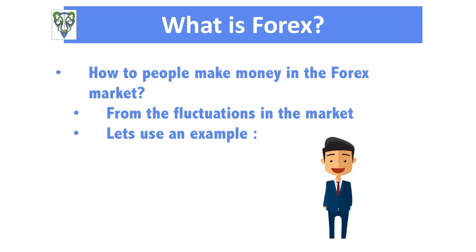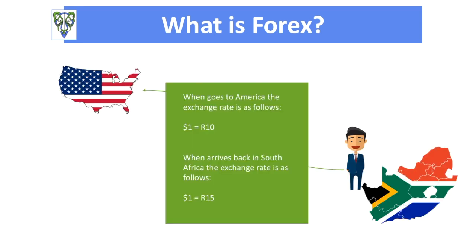So I'm going to use an example to really make sure that everyone gets a good understanding of what happens in the Forex market. An example always is the best way to explain something. So in this example, we have this guy called Tim. He's a South African guy. He decides he's going to go on a trip to America. How fantastic. And when he goes, the exchange rate is $1 is 10 Rand.